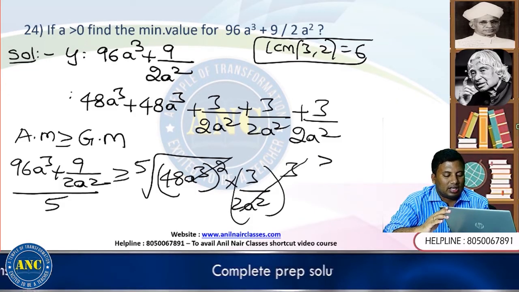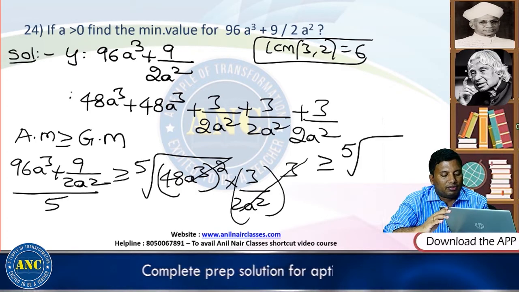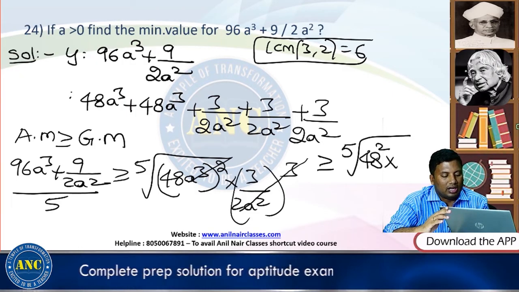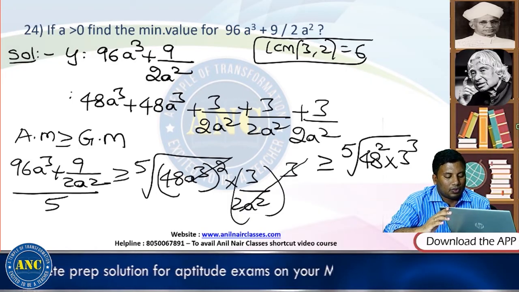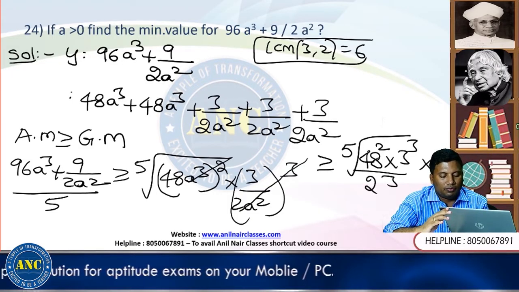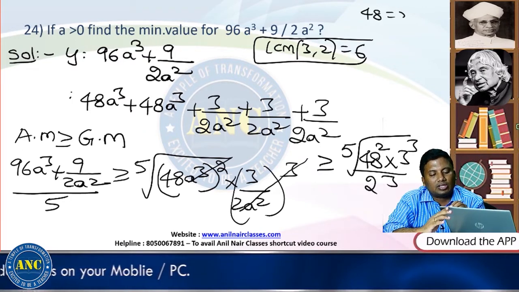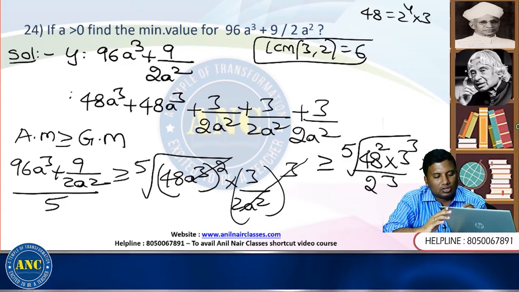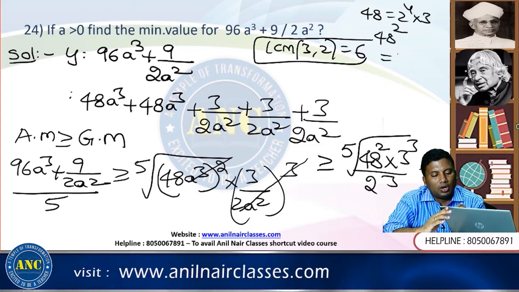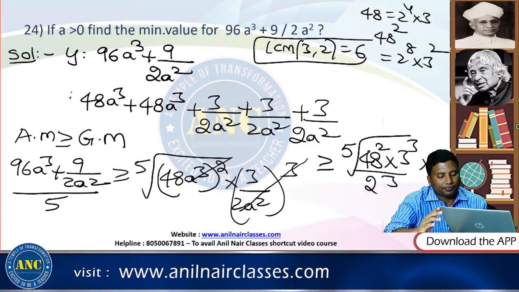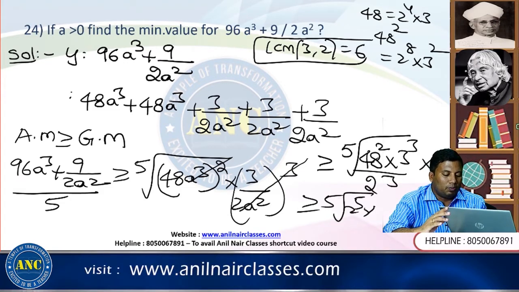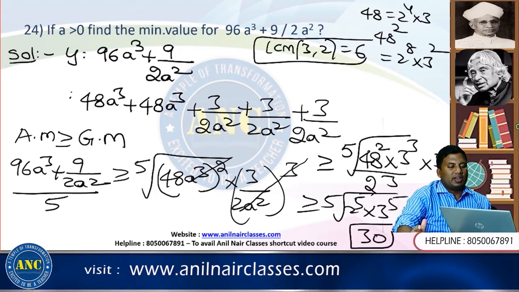So the answer is greater than or equivalent to fifth root of 48 square into 3 cube by 2 cube into 5. You try to solve this one, you will get the answer. 48 is 2 power 4 into 3. So 48 square becomes 2 power 8 into 3 square. 2 power 8 by 2 power 3 is 2 power 5. Fifth root of 2 power 5 into 3 power 5 into 5. 6 5s are 30.